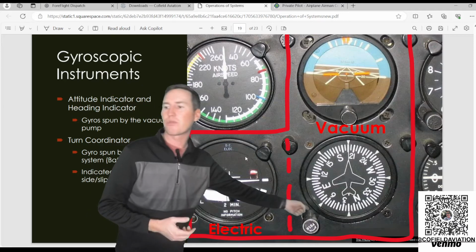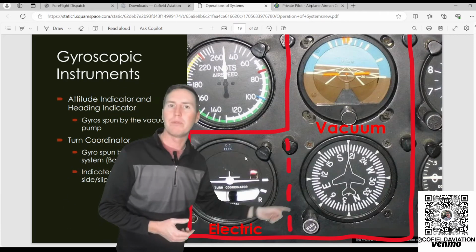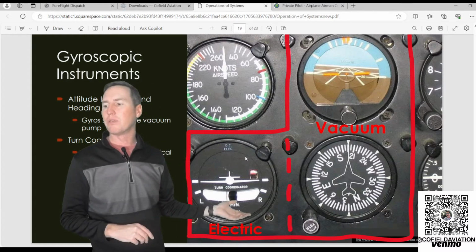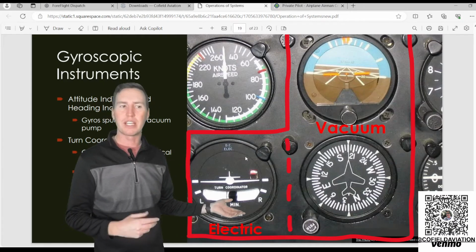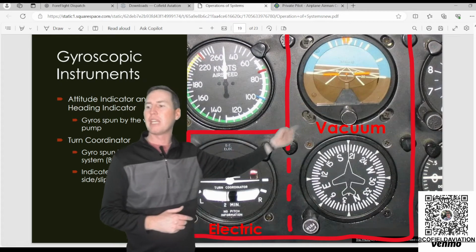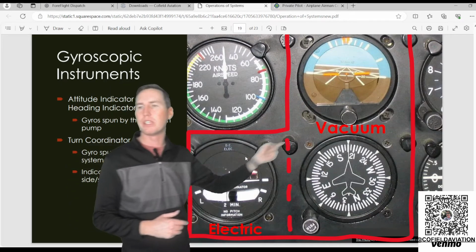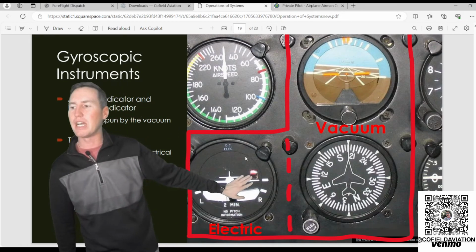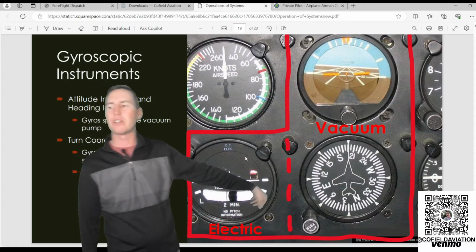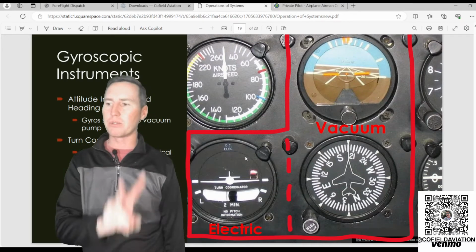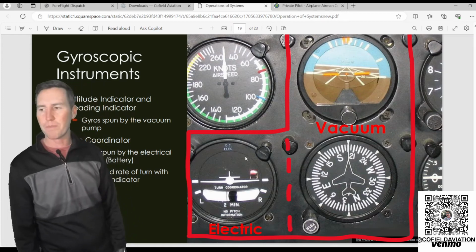Again, these 3 are all gyroscopic. We just spin them in 2 different ways so that if we lost a vacuum pump, we don't lose the turn coordinator. Because think about it, if you're in the clouds, well, now you don't have this for a bank, but now you have this for bank, and you can use the altimeter for pitch and so forth. If you lose your battery, okay, well, now you've lost this bank information, but you still have this for pitch and bank. So that's why we spin those 2 different ways, for redundancy.